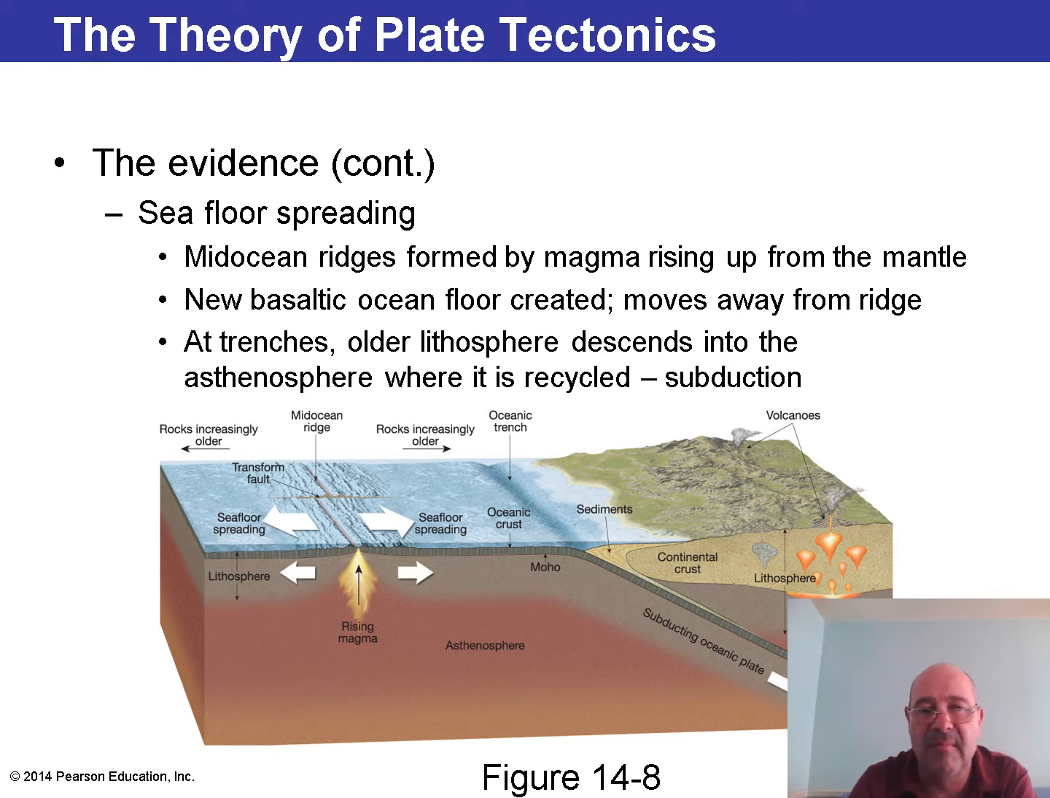Okay. At trenches, older lithosphere descends into the asthenosphere where it is recycled through subduction, and we're going to get more into subduction. But if we look at our figure here, 14.18, you can see our fault boundaries, our mid-ocean ridge, and we can see how the plate is being subducted under the continental plate. You've got to remember, ocean plate is more dense, so it will always go under continental. Continental is more buoyant, so it rides up over the ocean plate. And there's that Moho discontinuity, which right there, that's that boundary.